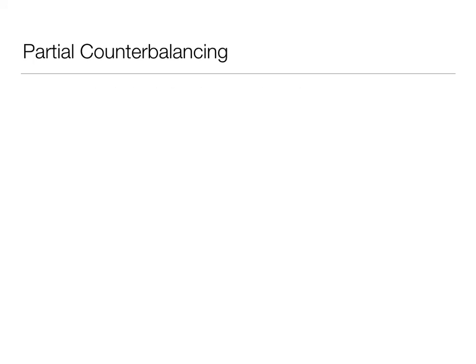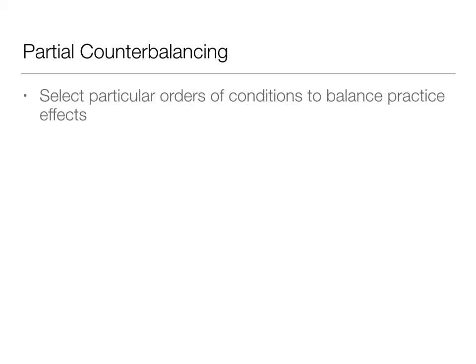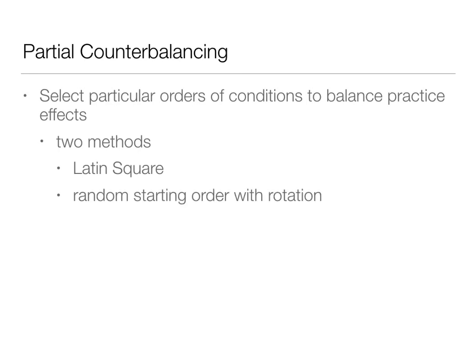So we've got a couple of ways we can do that. We can select these particular orders of conditions out of those 720 to balance those practice effects. And there's 2 different ones. Now, I can teach you how to do these 2 methods, but there's a lot we're already doing in this class. So all I really want you to know is what these 2 methods are for partial counterbalancing. One of which is Latin square, and the other one is random starting order with rotation.